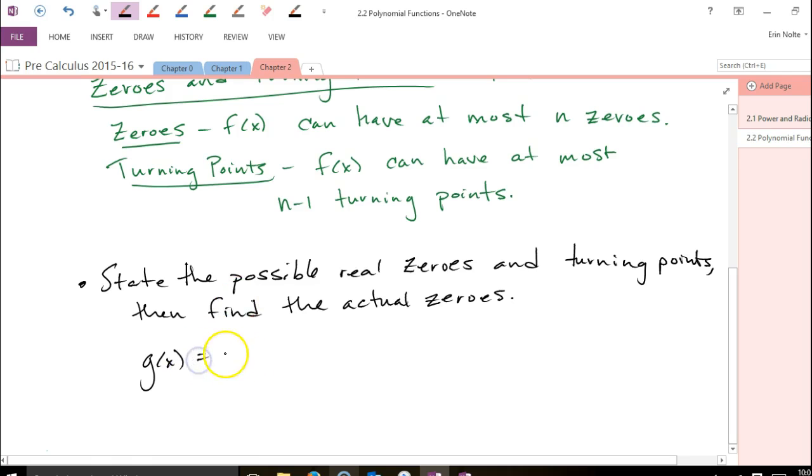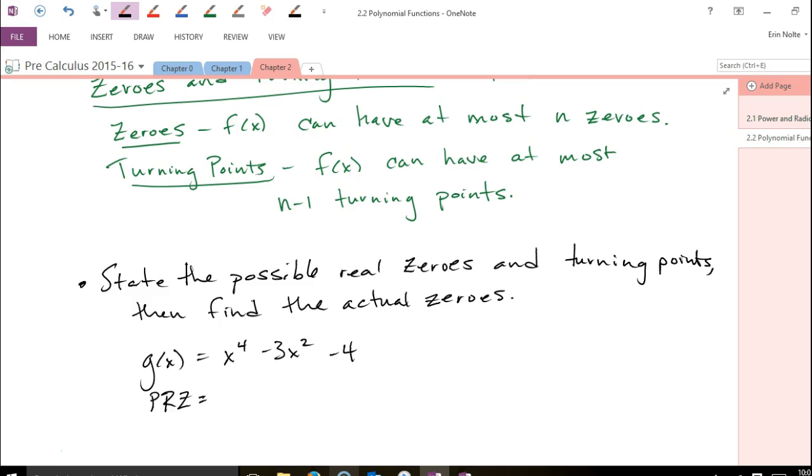Okay, so let's say our function is x to the 4th minus 3x squared minus 4. My goal is to be able to do this without using a calculator. So how many possible real zeros could there be? There could possibly be 4, right? X to the 4th. How many possible turning points could there be? 3. Okay, so we answered that part.